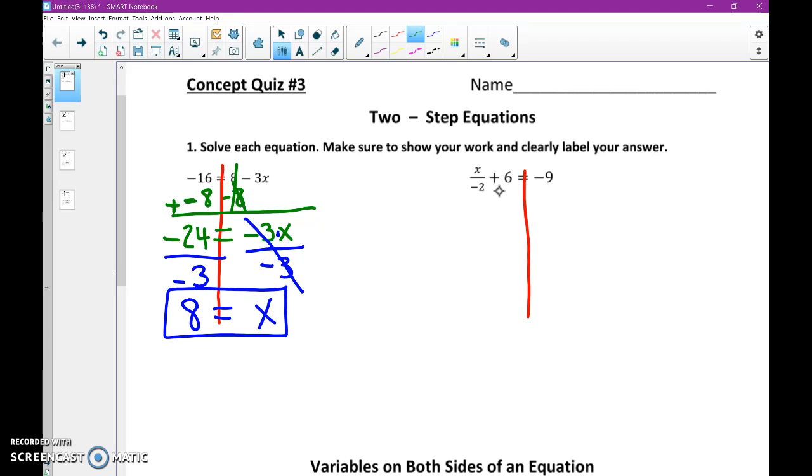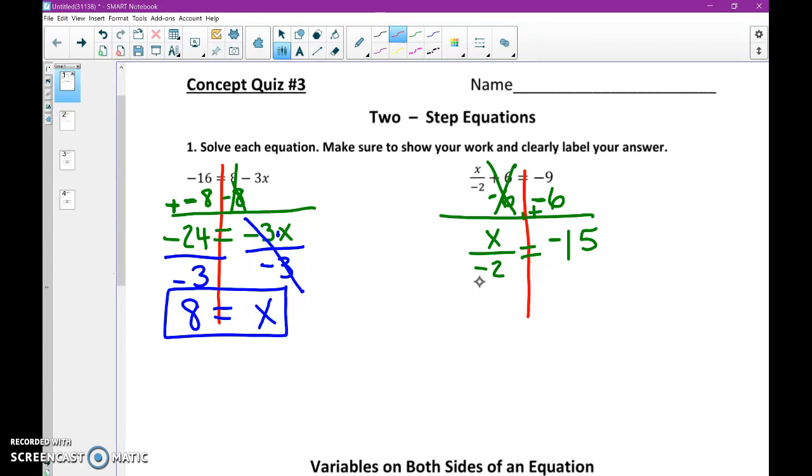Well, how do I undo adding 6? By subtracting 6. Whatever I do to one side of the equal sign, I got to do to the other, so please don't put it here under the x. That's on the same side. That doesn't balance the equation. So make sure you do it over here. 6 minus 6 cancels out, and I have x divided by negative 2 still over on the left. Negative 9 minus 6 is the same thing as negative 9 plus negative 6. Negative plus a negative equals negative 15.